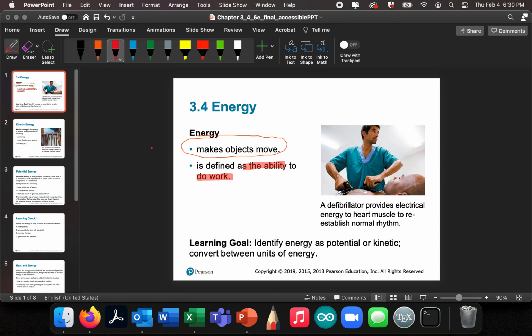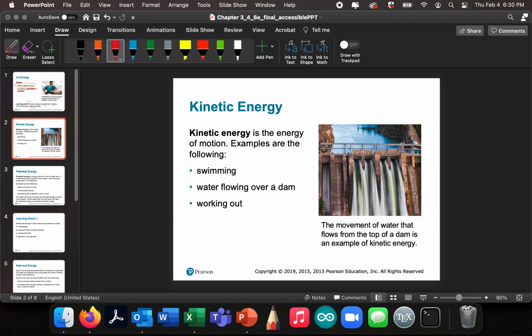Now our objective here, our learning goal, is to identify energy as potential or kinetic, so we'll define what those are, and we're going to convert between units of energy. Okay, so first of all, kinetic energy is the energy of motion. Examples of kinetic energy are the following: swimming, water flowing over a dam, working out, a ball rolling down the road, okay? A car moving down the road, that is kinetic energy.